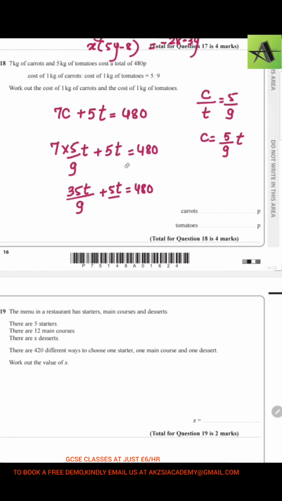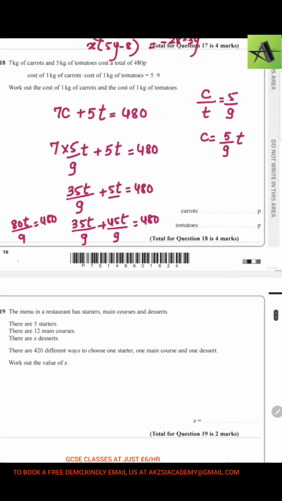So this will be 35T/9 plus 45T/9 equals 480. Now 35 plus 45 is 80. I'm writing it here: 80T/9 equals 480. Finally, multiplying both sides by 9, 80T equals 480 into 9. And dividing both sides by 80, T is 480 into 9 over 80.